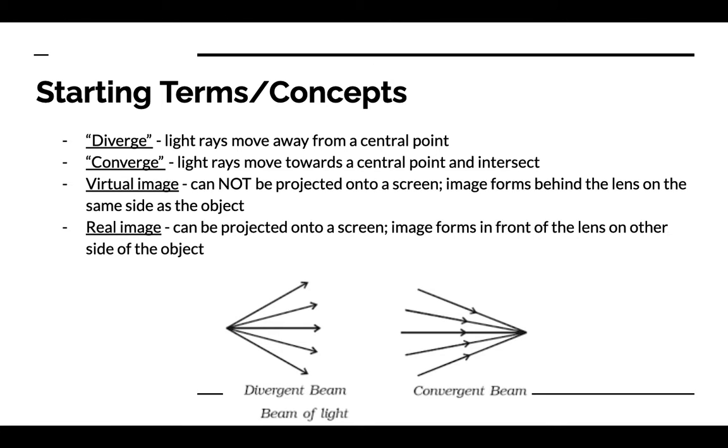And accompanying virtual images are real images. So real images are images that can be projected onto a screen. The image forms in front of the lens on the other side of the camera.